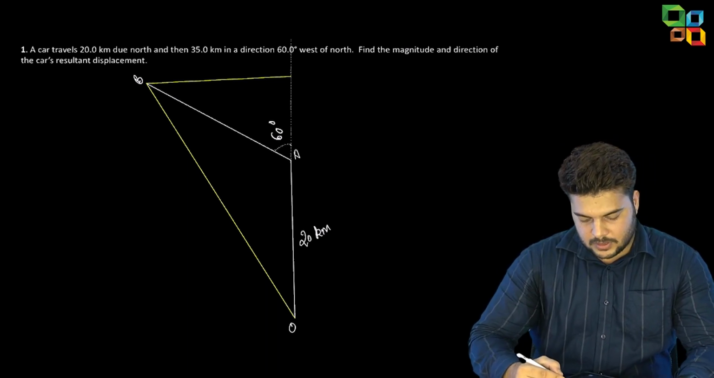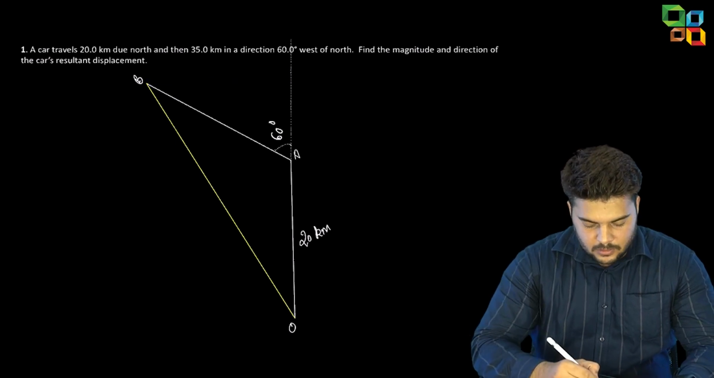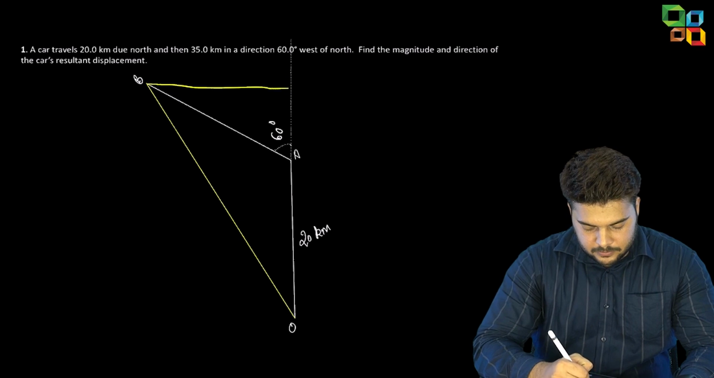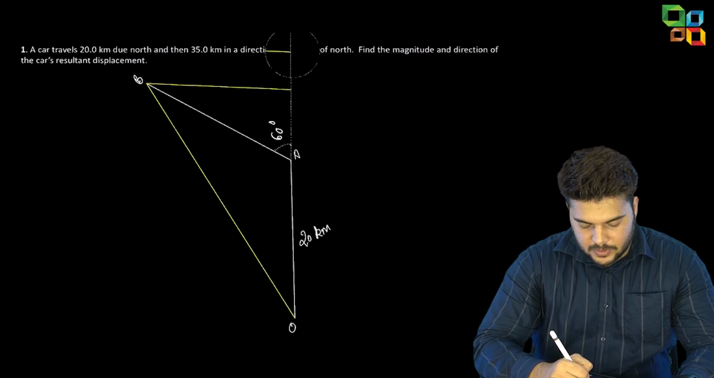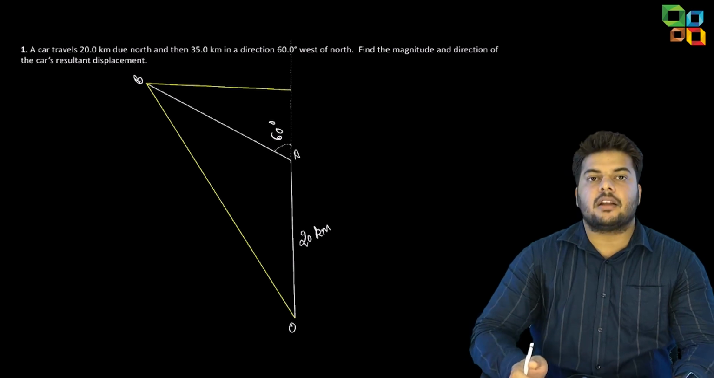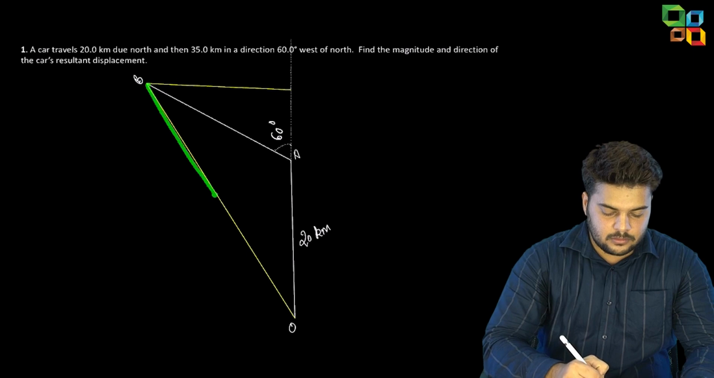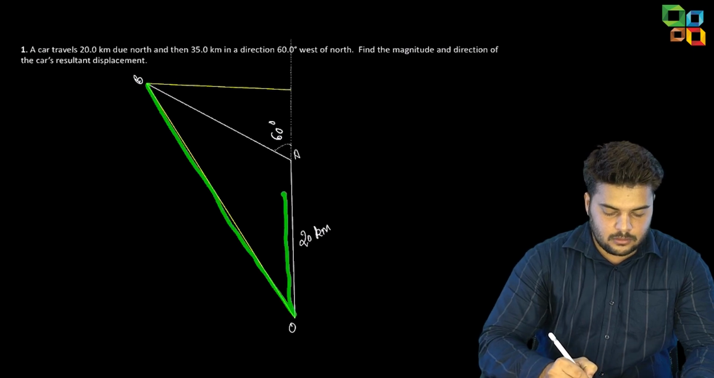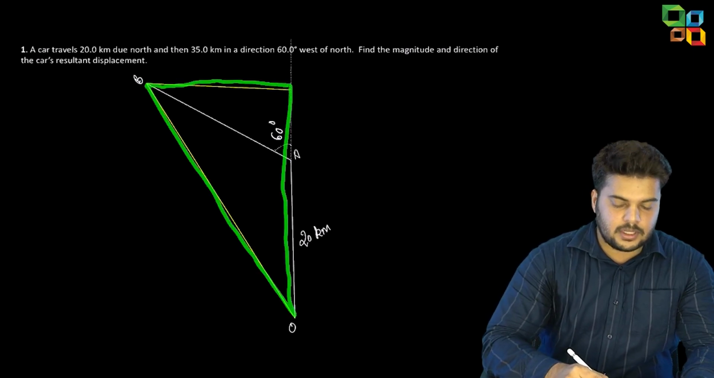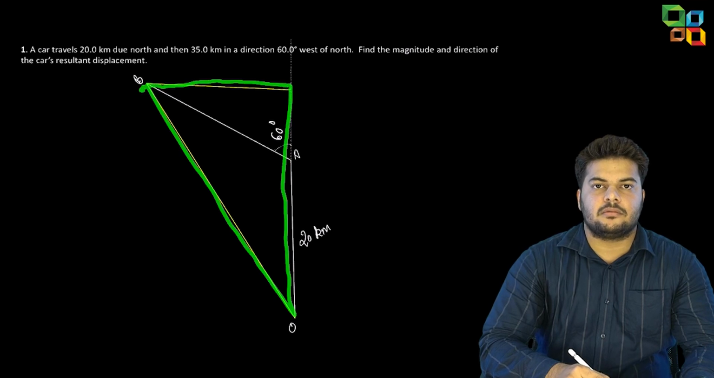Let me do it properly here. Did we get a right angle triangle? Where is a right angle triangle? See, this is a right angle triangle, right? That's a right angle triangle. Do you see that? So if you get a right angle triangle, then what do we have to do?